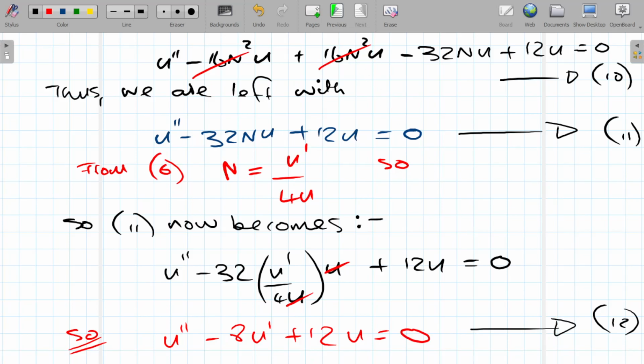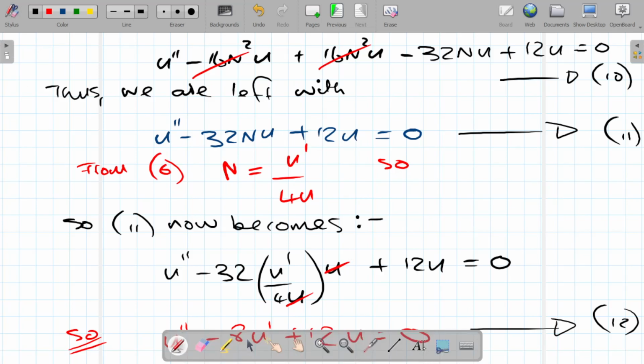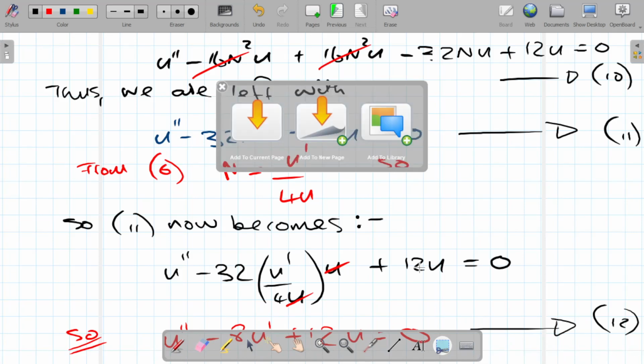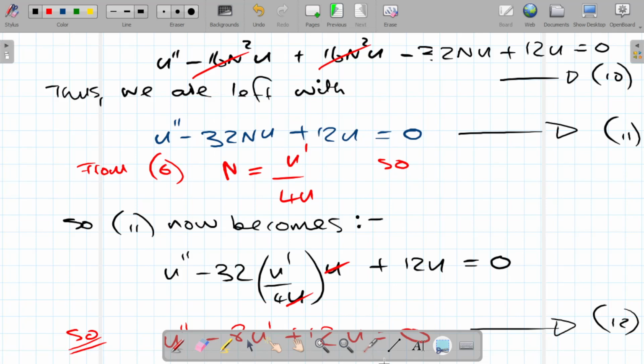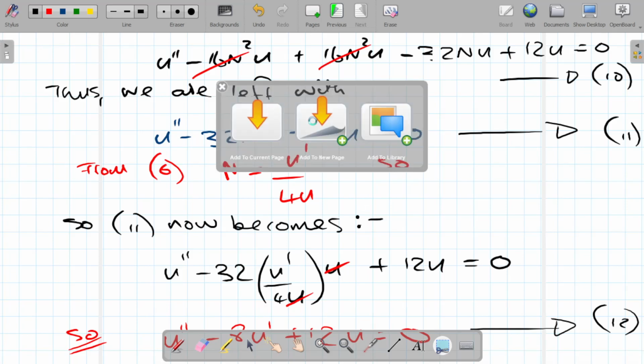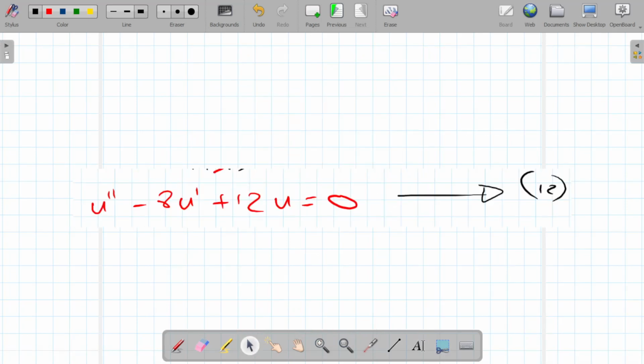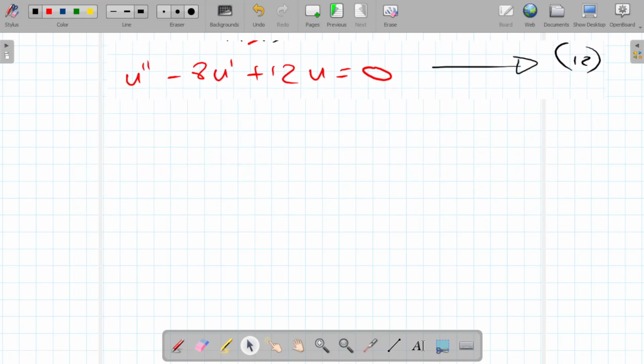And we're going to write it down again on the next page. In fact, actually, let's cut and paste it. So I'm going to cut and paste equation 12. Let's try again. There we are. Add to new page. Right, okay, so we've got that equation 12 there. Now, how do we solve equation 12?